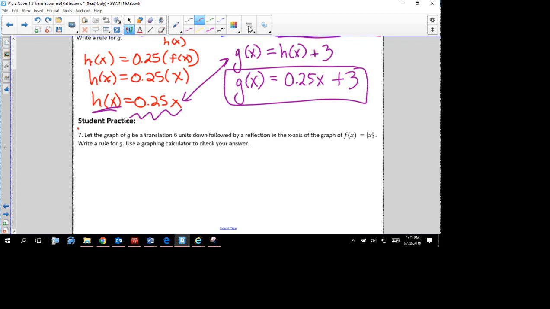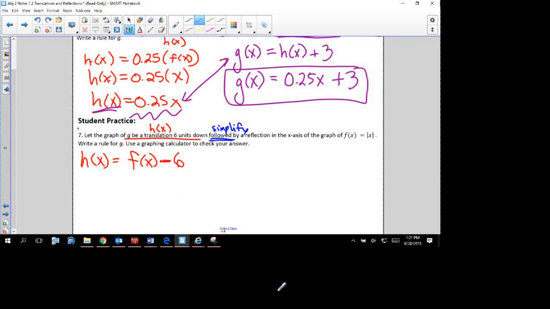All right. So student practice, we'll do it together as well. First thing you want to do is find the words followed by. Look for followed by. Here it is. That's going to be a simplified step in the middle. So before followed by is going to be our h, our halfway. So this says h of x, what's it say? Translation 6 units down. So down is vertical. I'm going to take my f of x function and subtract 6. What is my f of x function?